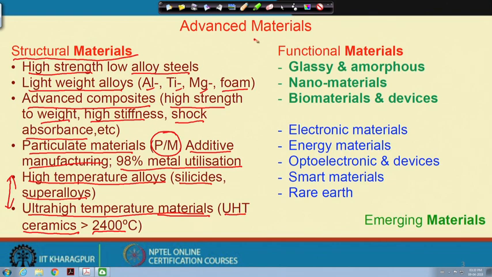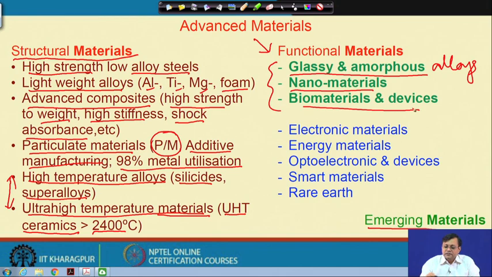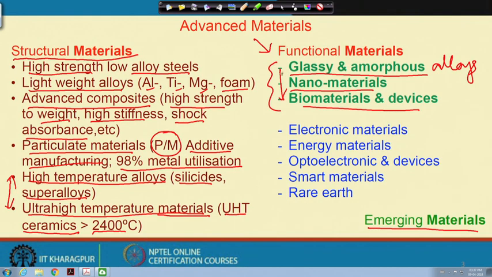Whereas, the second category of these advanced materials is the functional materials. The emerging or very recent development of these materials includes glassy and amorphous alloys, nanomaterials, biomaterials and devices. In all these three cases, definitely we need some mechanical strength, otherwise we cannot use these materials.